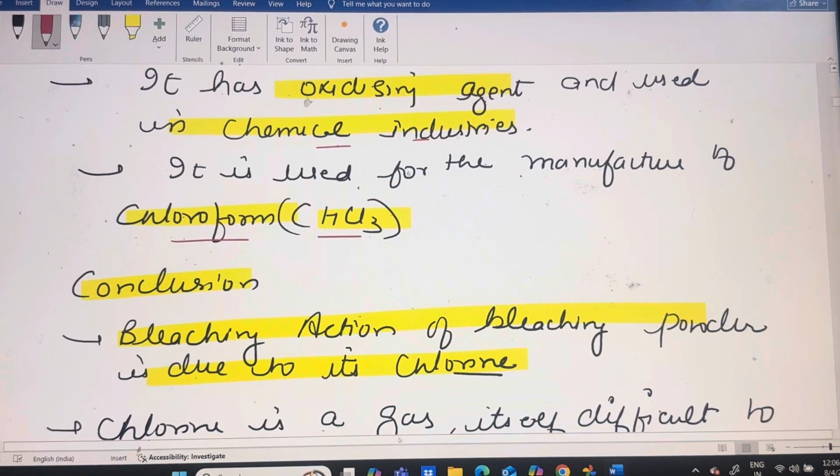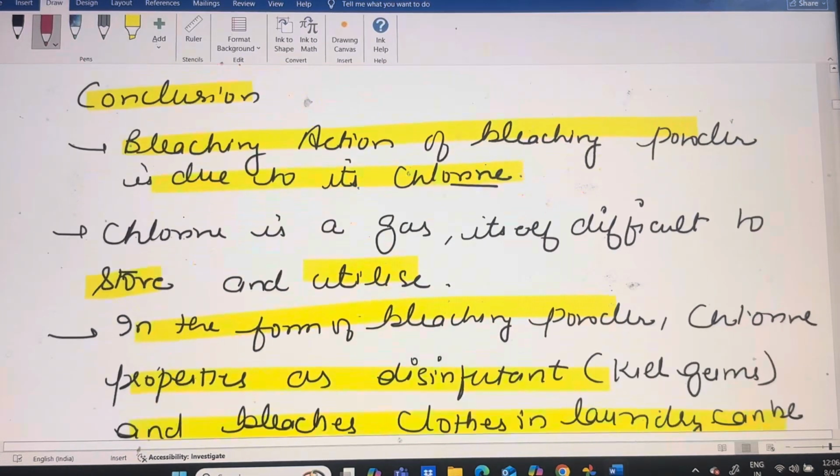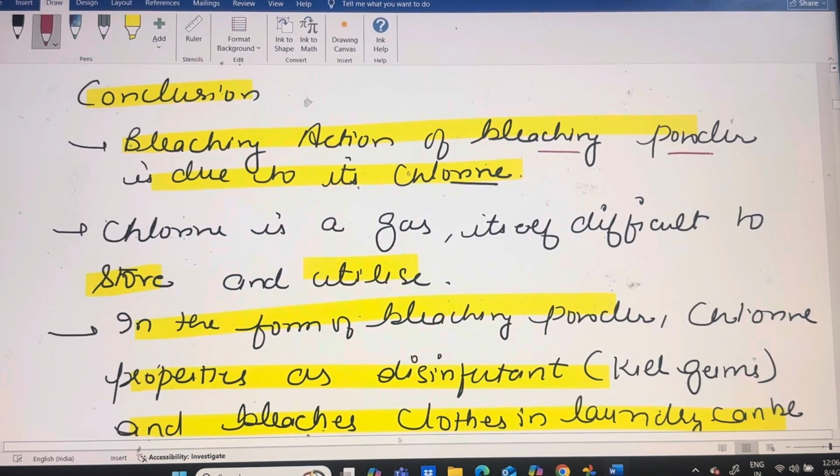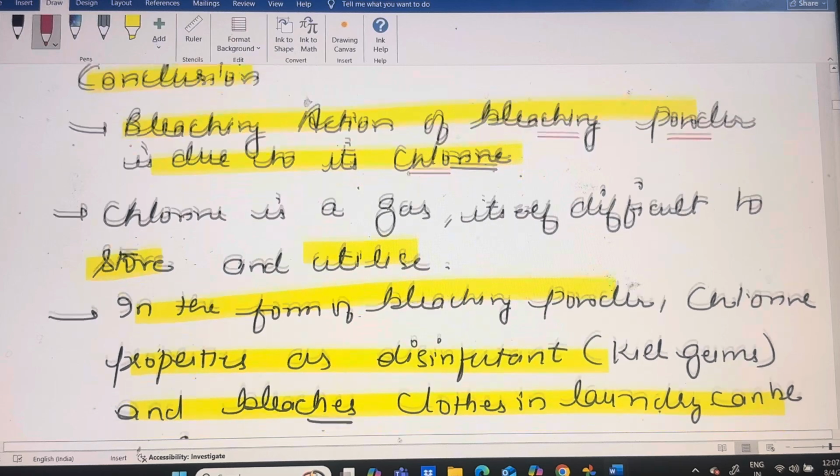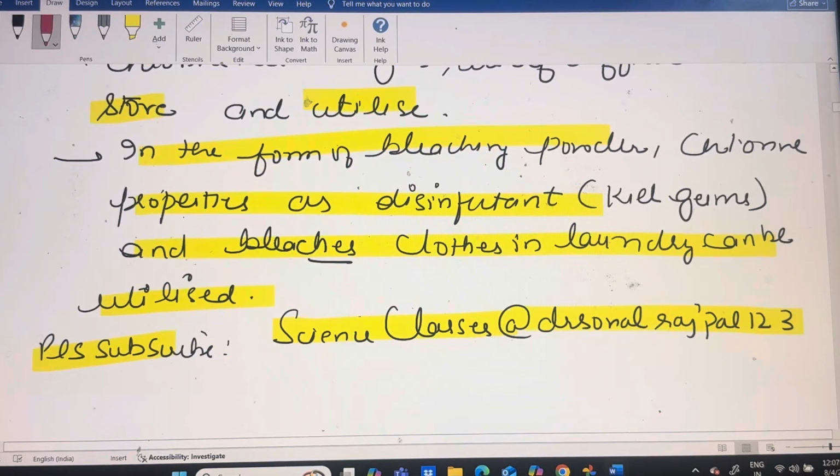So in conclusion, I want to say the bleaching action of the bleaching powder is mainly due to its chlorine, which is present in this bleaching powder. And chlorine is a gas, so by itself it is difficult to store and utilize. So in the form of bleaching powder, chlorine's properties as a disinfectant and for bleaching clothes in laundry can be utilized.